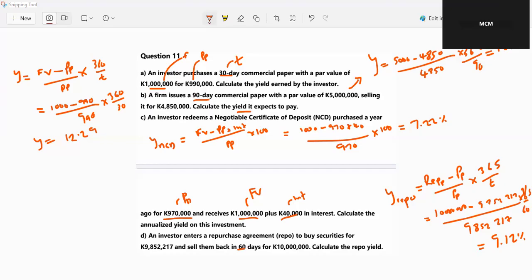Okay. The other is called the sterilized intervention, where the central bank will sell foreign currency so that they buy back the domestic currency. It's like the unsterilized, but here, this is to prevent the domestic money supply from shrinking.